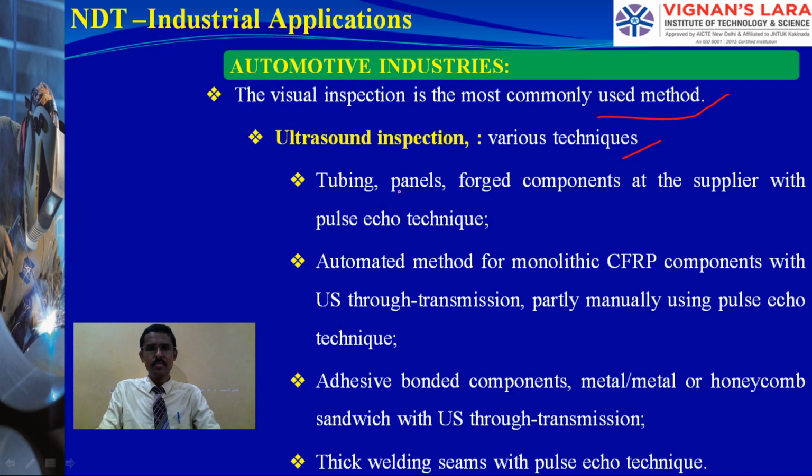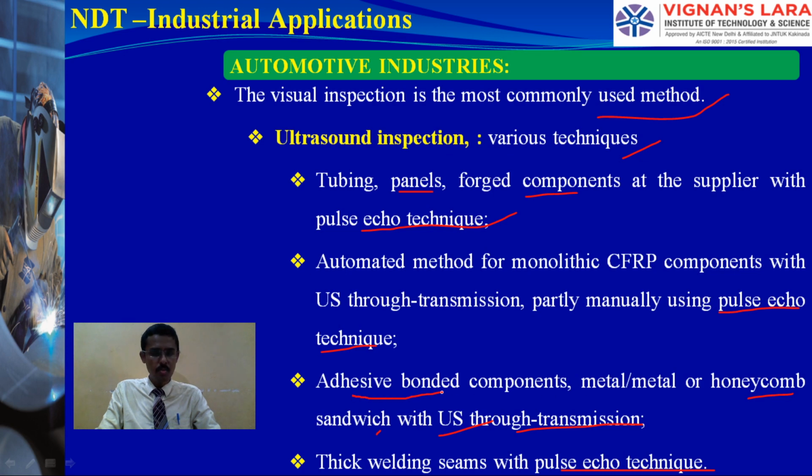Tubing, panels, forged components, and supplier parts can be inspected with the pulse echo technique. Automated methods are used for monolithic CFRP components with US through transmission, and partly manually using pulse echo techniques. Some techniques I'm telling here in the ultrasound technique. Adhesive bonded components, metal or honeycomb structures or sandwich thickness can be done with ultrasonic through transmission. Thick welding seams can also be done with the pulse echo technique.